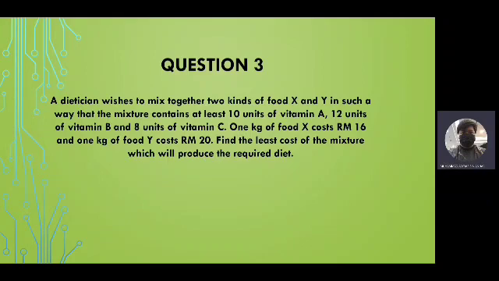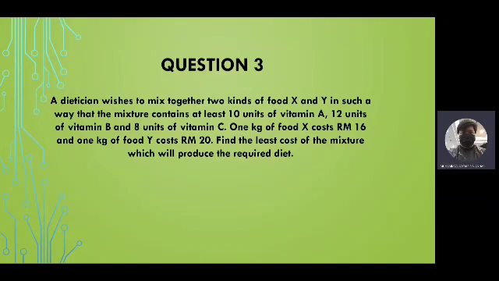First of all, we need to look at the situation given, which is about a dietitian who wishes to mix together two kinds of food, X and Y, in such a way that the mixture contains at least 10 units of vitamin A, 12 units of vitamin B, and 8 units of vitamin C. Meanwhile, 1 kilo of food X costs RM60 and 1 kilo of food Y costs RM20. The question is to find the least cost of the mixture which will produce the required diet.